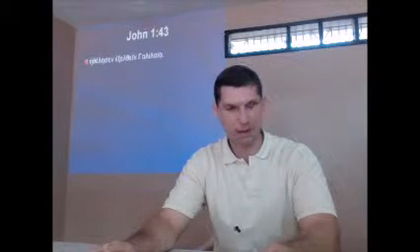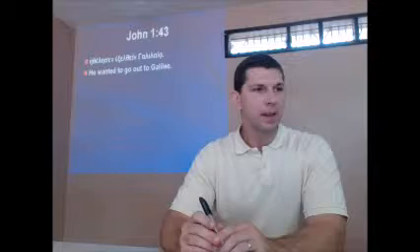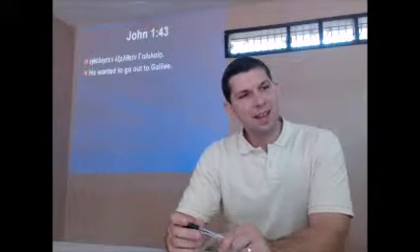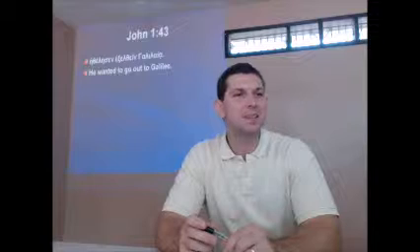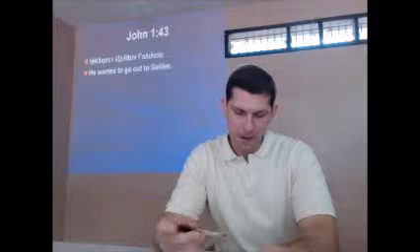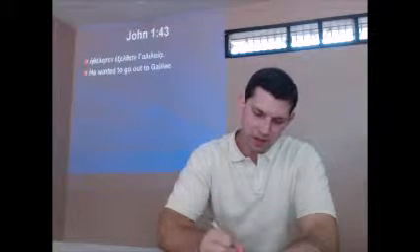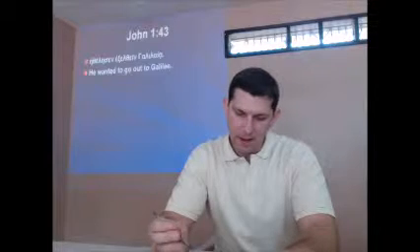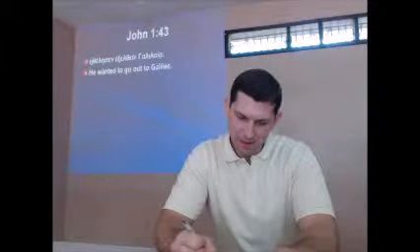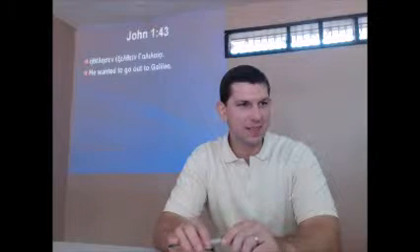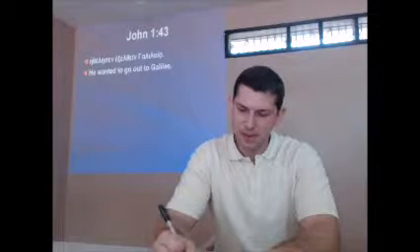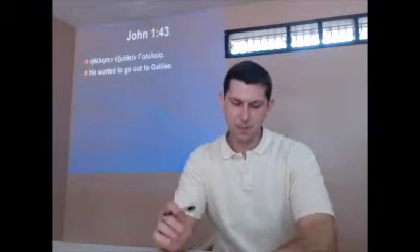Let's look at this example here on how to diagram an infinitive. If you look down in your notes, it says, ethelesen, this is a tough word, exelthein, eis ten Galilaian. Okay? So we have these three words. And notice we have one word that is the verb. That's the very first one. And then we have the second word, do you know what that one is? That's our infinitive. And then the third word is in the dative. Okay? So let's break this down.